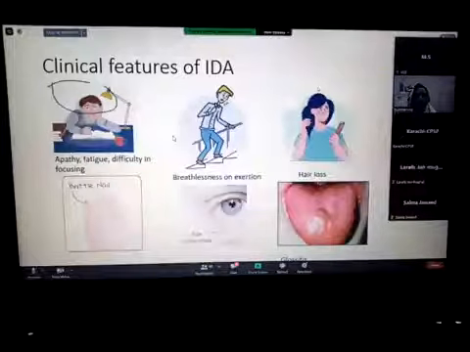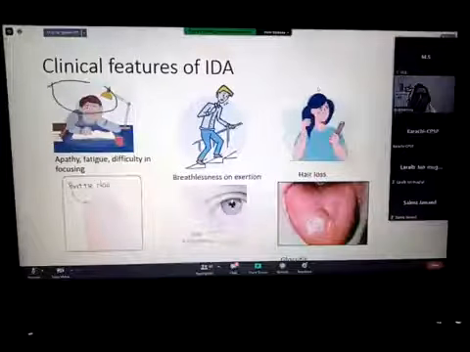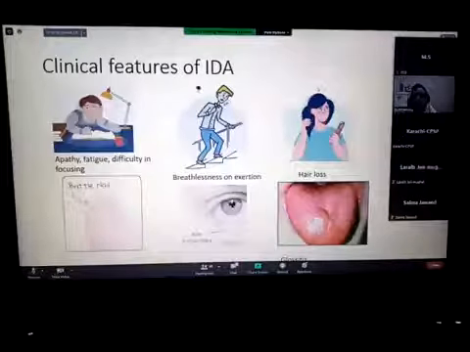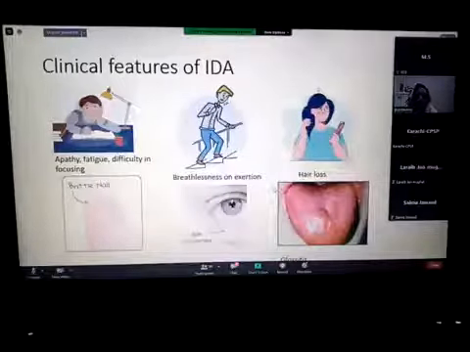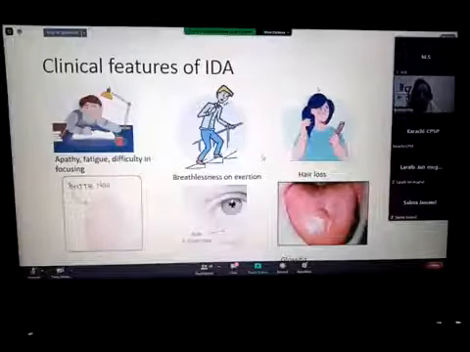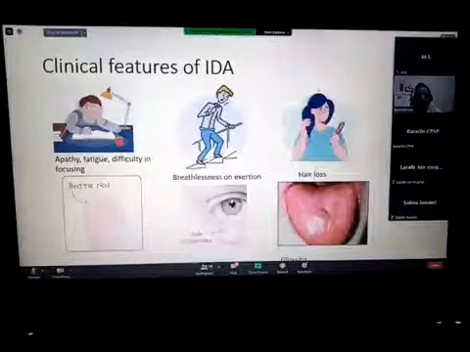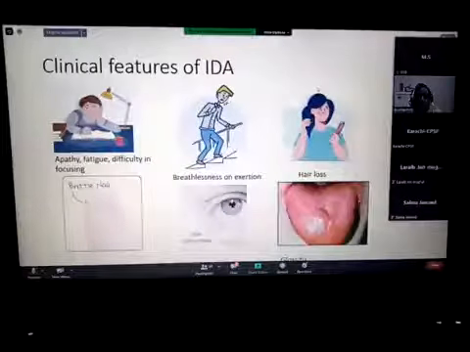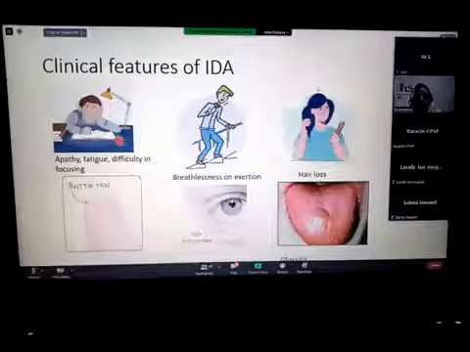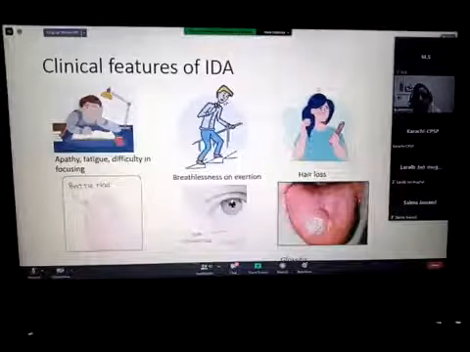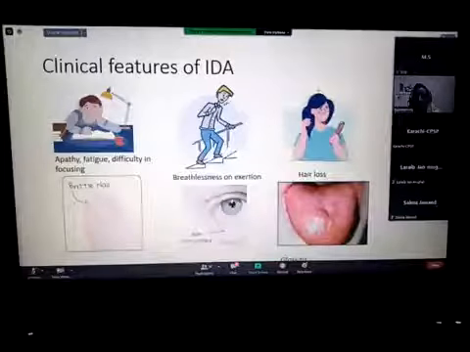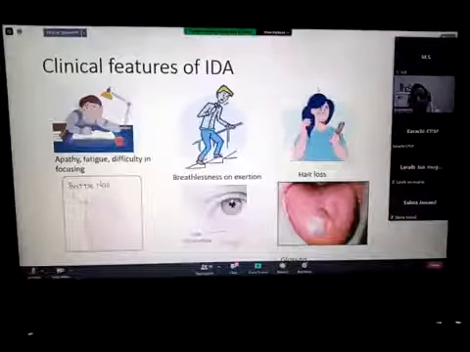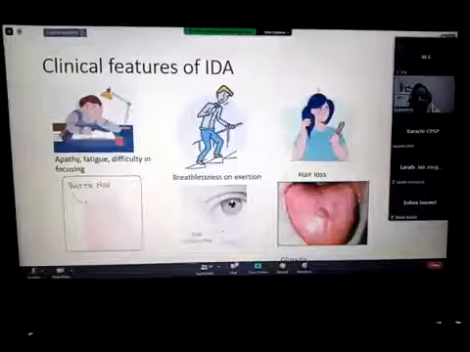So what are the clinical features of this iron deficiency? They are not very typical for iron deficiency anemia. They happen in all kinds of anemias, and patients suffer from apathy, fatigue, difficulty in focusing, and breathlessness on exertion, because the oxygen saturation declines, and for activities which require higher oxygen demand, for example climbing the stairs, the patient feels breathless.